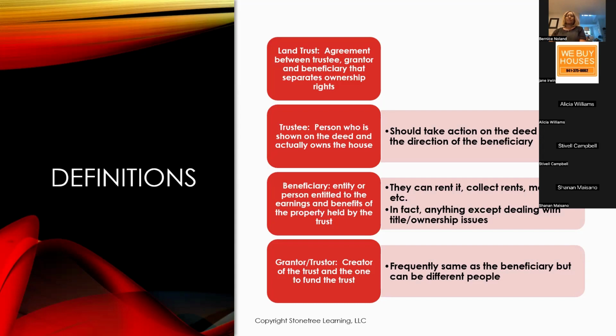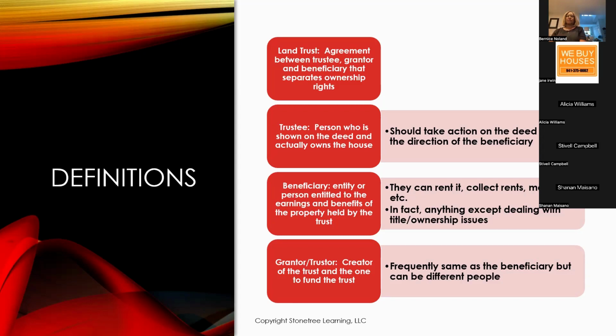So the trustee is the person who is shown on the deed and actually owns the house. In reality, I'm going to do something on the side here for just a minute. A lot of the trust agreements that I have seen are a 1-page, 1.5-page agreement. And that's absolutely not adequate. There are a lot of things that need to be covered in a trust agreement that take it generally to somewhere between 5 and 7 pages. And I have a couple of examples of trust agreements that at some point I can share if you're interested.